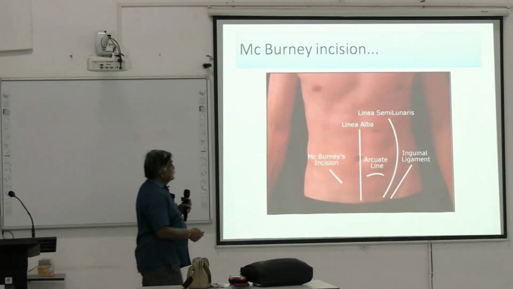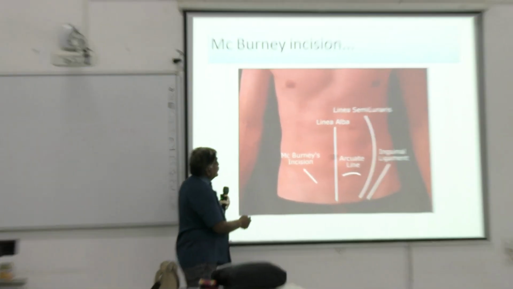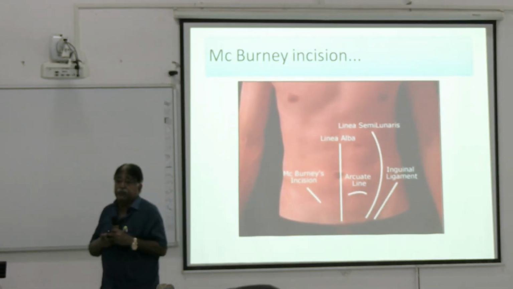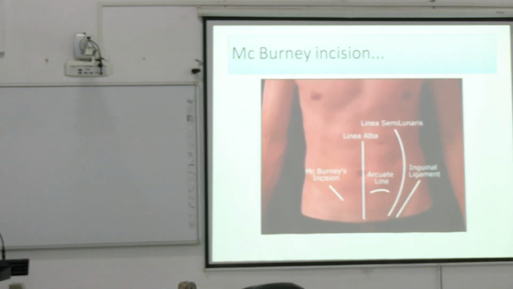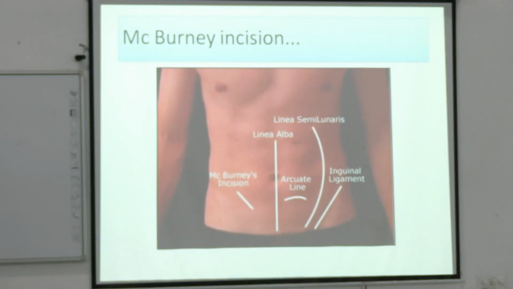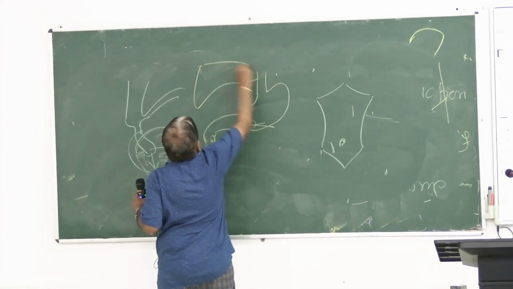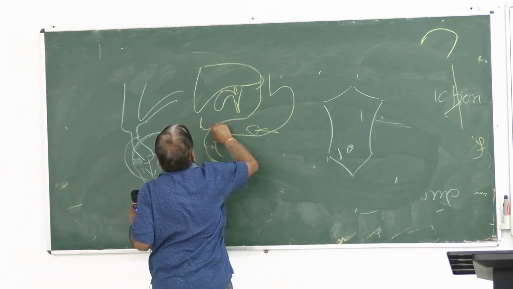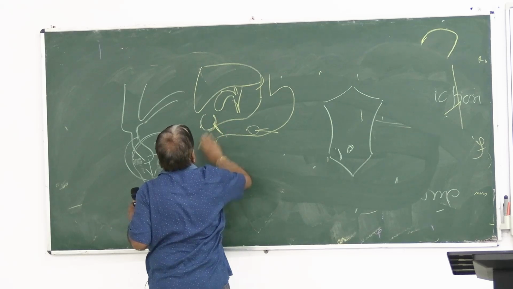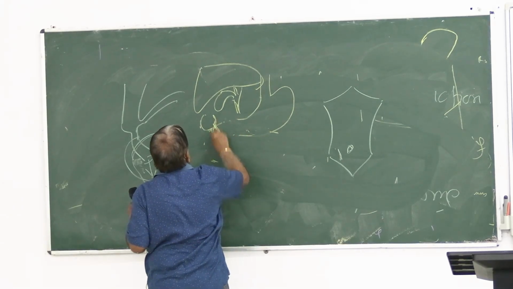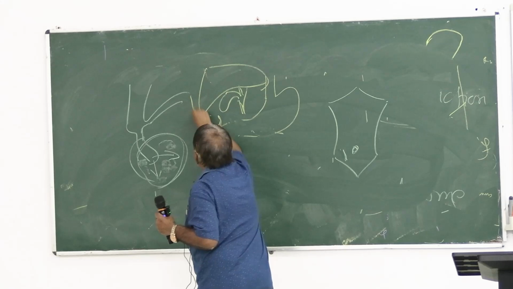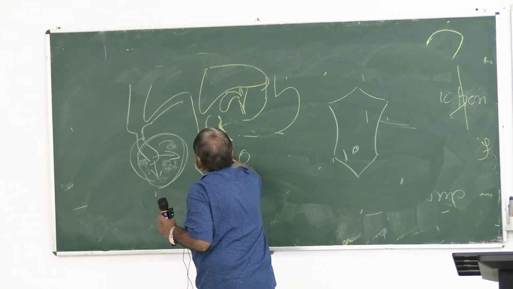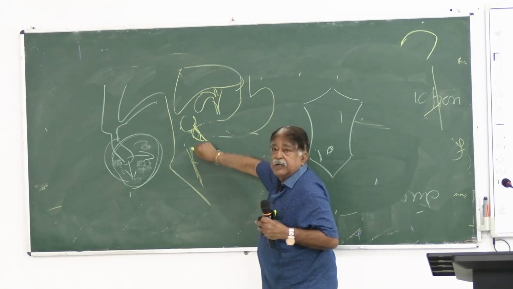Linea alba and McBurney. Now why in some cases, in appendicectomy, the appendix is not in the right iliac fossa? It might be, as you read in embryology, you will see that this is the liver, this is the gallbladder. Now, the cecum is here. The appendix is here. Now, this is the right iliac fossa. Now, McBurney's incision is there.